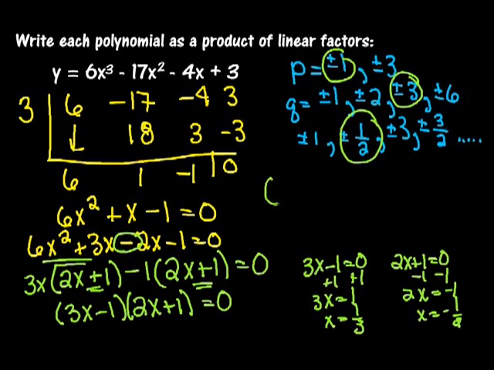So write this as a product of linear factors. I'm going to have x minus 3 times 3x minus 1 times 2x plus 1, and I'm going to make that equal to y.